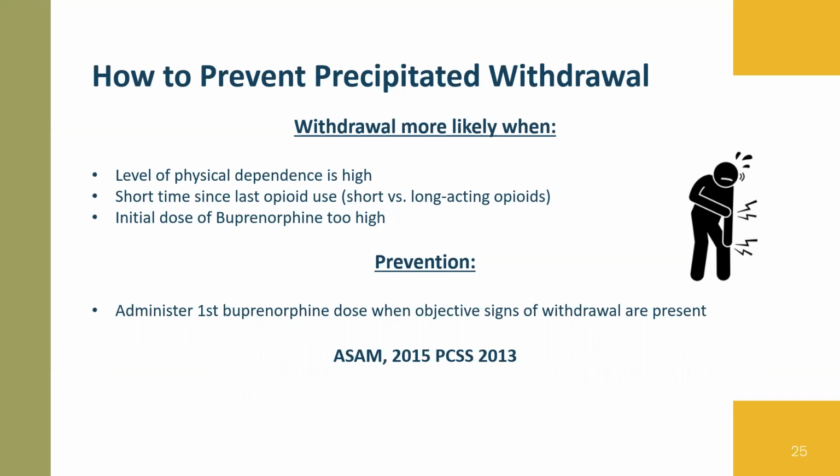If the patient happens to go into precipitated withdrawal after you've administered or the nurse has administered that first dose, we recommend that you give a 4 milligram dose to the patient in addition to that in order to try and prevent or end their precipitated withdrawal.